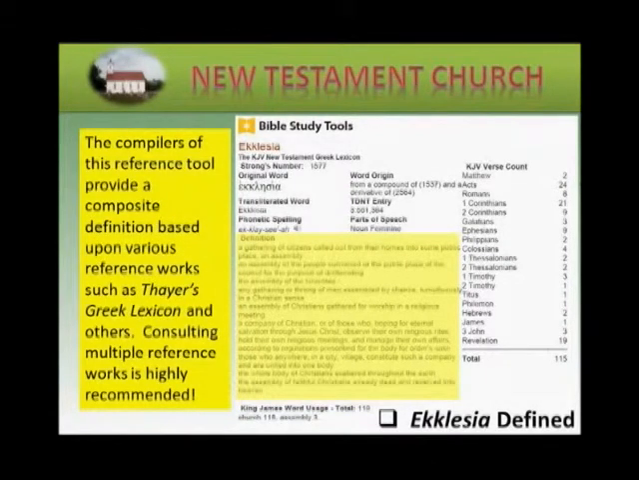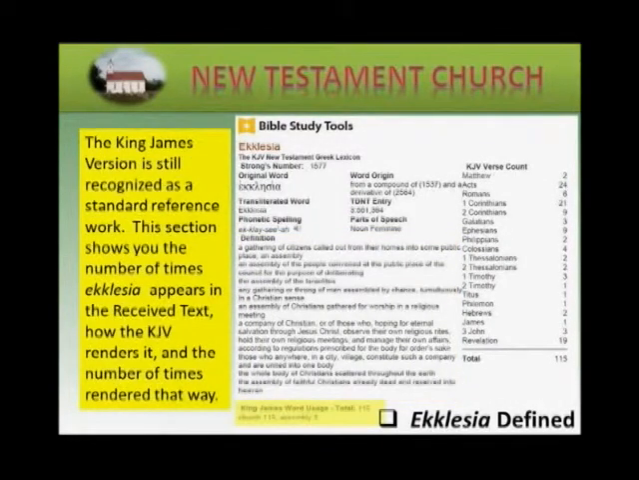Now, when we look at the next section on our chart, the King James word usage, one of the things you want to keep in mind is that you have the option to select whether you want the King James word usage or the New American Standard word usage, and they're not the same. And so sometimes you'll read a statement like the one I read from Wayne Jackson.